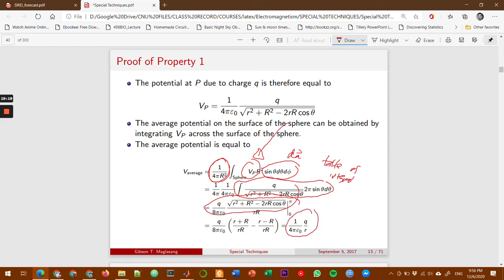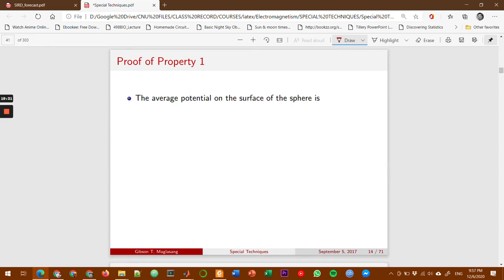So this is a familiar equation, right? This is the potential at position R generated by charge Q. So the average potential on the surface of the sphere is given by this. So muna siya ang average potential niya, which is just the same as the potential due to Q at the center of the sphere. Exactly.